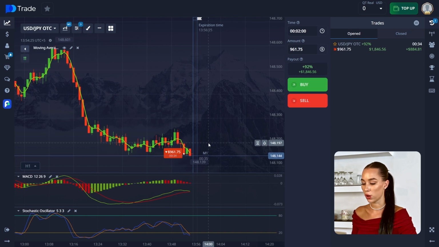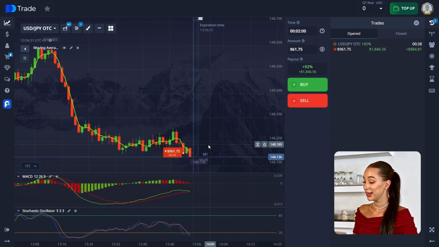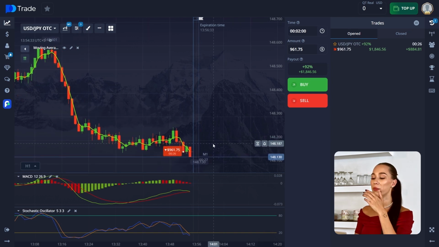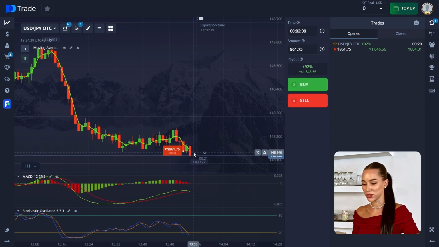It's the 4th red candle already. Ooh, but it starts going up and it's kind of scary right now. Oh my god, how many of these situations will I have today. I also have a trading session today in my VIP club, guys.